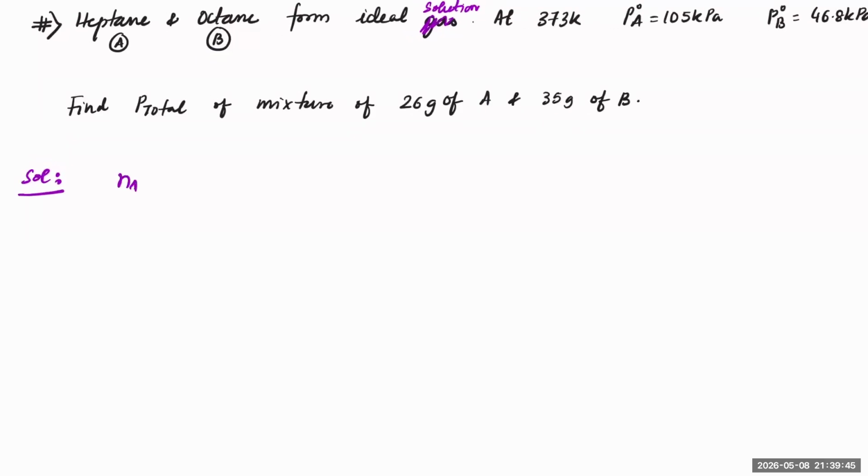The number of moles of A is 26 by the molar mass of A. The number of moles of B is 35 upon the molar mass of B. So see what the molar mass is here. The molar mass of heptane is 100, so 26 by 100, and this is 35 by 114. After solving, this is 0.26 and this is 0.307.